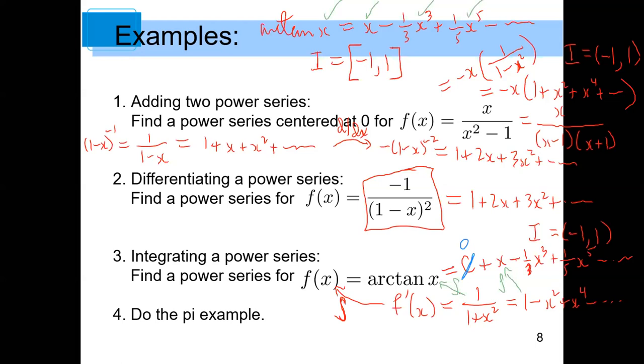Yeah. Now, the last thing I have on here is I'm making a note to myself, do the pi example. What do I mean by that? Well, it turns out that the arctangent function has some nice features that we can take advantage of. Okay, so let me go over into the whiteboard here.